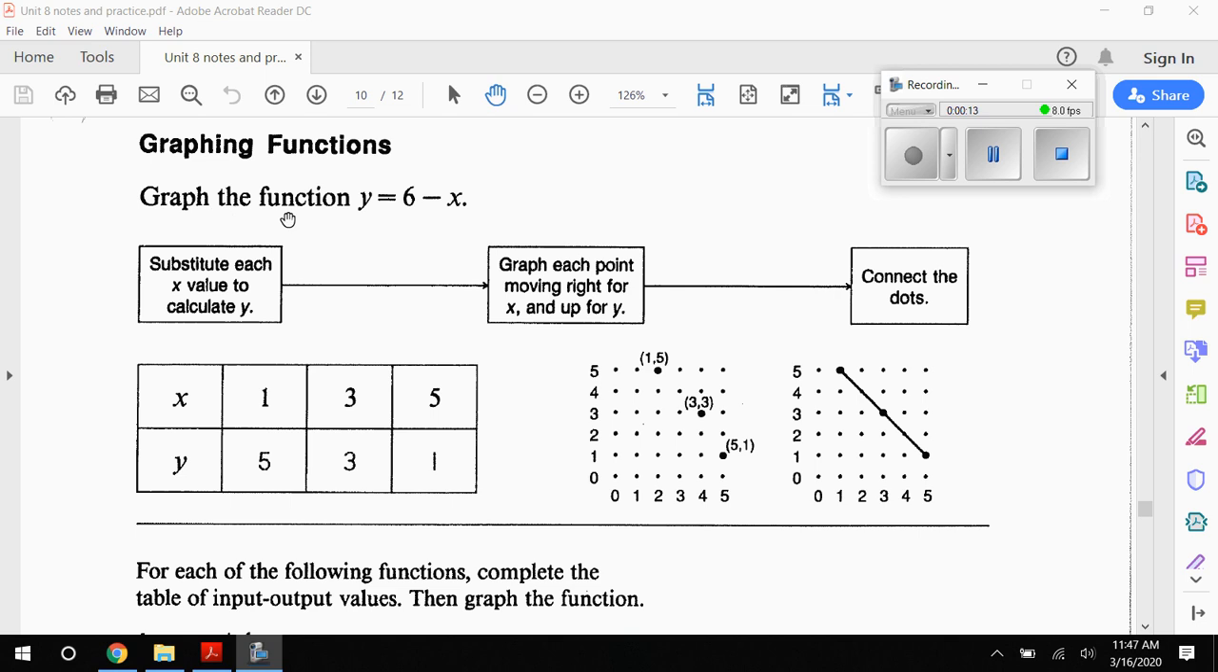So it says graph the function y equals 6 minus x. So again, we're just doing 6 minus 1 is 5. 6 minus 3 is 3. 6 minus 5 is 1. And then we're graphing that. So (1, 5), (3, 3), (5, 1), and then drawing our line.